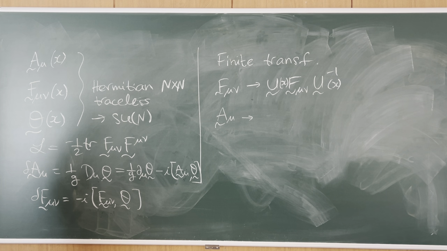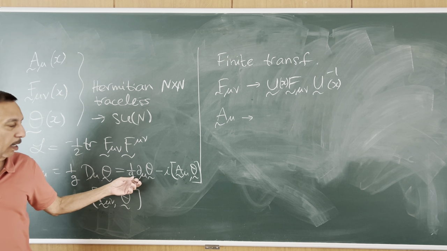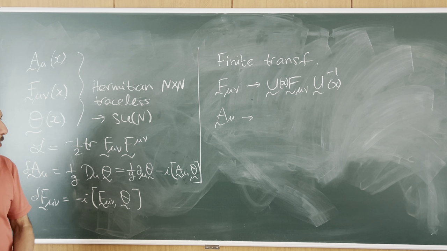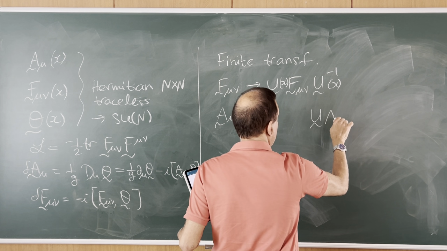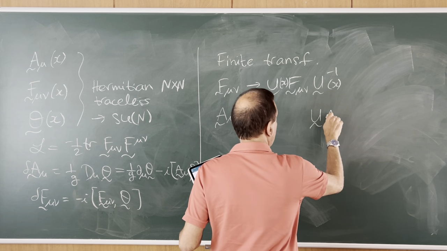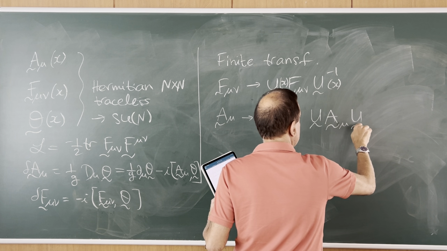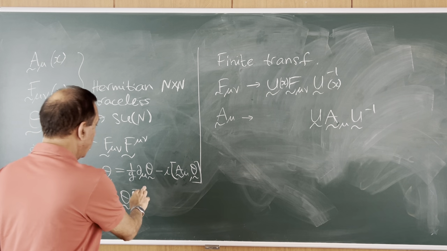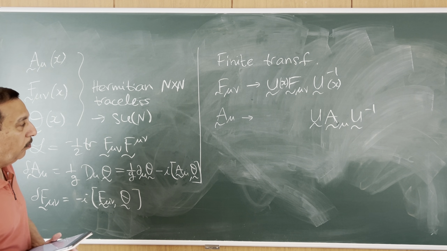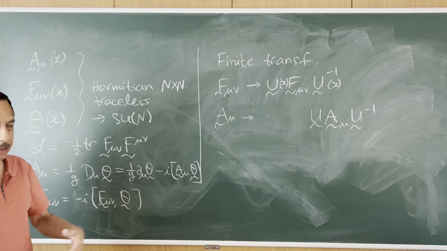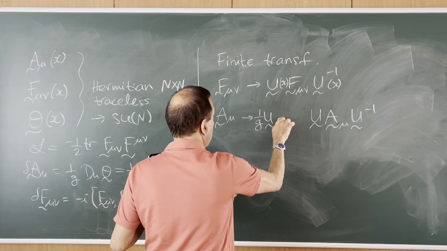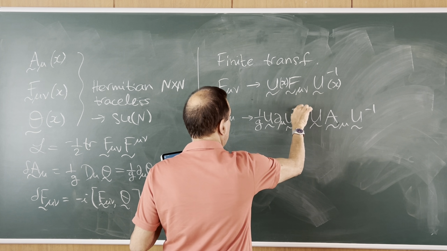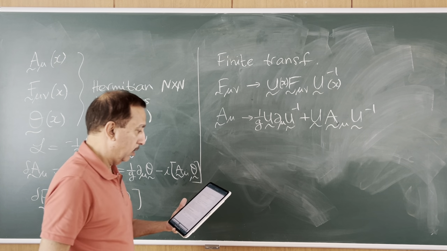So now we need to know how A transforms in the finite transformation. There should be one term for this, and there should be one term for this in the finite case. The term for this we can immediately guess is going to be U A_mu U inverse. But there should be a term corresponding to this, that means a term which in the infinitesimal limit gives this. And that term will be of order 1 by g, and it will be U del_mu U inverse. So we have to add these two terms.